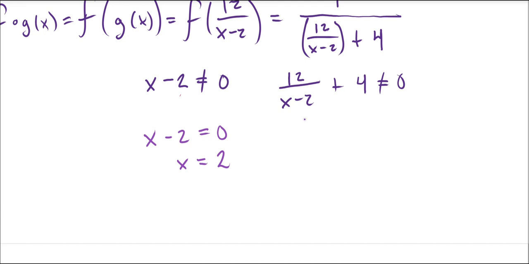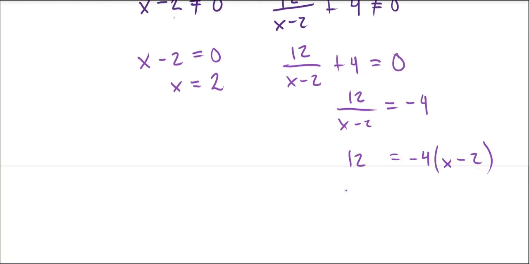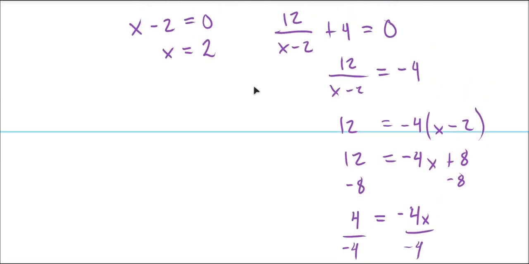And when is this equal to 0? When is 12 over x minus 2 plus 4 equal to 0? Well, let's bring my 4 over to the other side, multiply on both sides by x minus 2, distribute, regroup, and divide off the coefficient. So we found that there are two forbidden values.